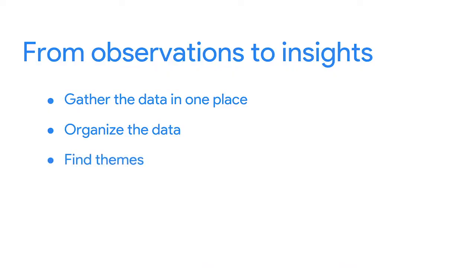Step 3, find themes in the data. One of the key goals of user research is to identify themes that are common across participants. These themes help us to turn our data into insights about the users. You'll find that UX designers and researchers often use the words patterns and themes interchangeably. Technically, they're a little different, but for the sake of simplicity, we're just going to use the word theme.